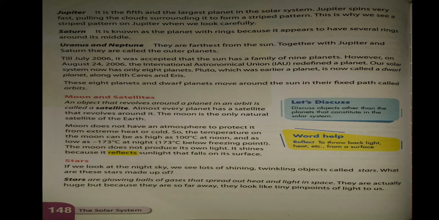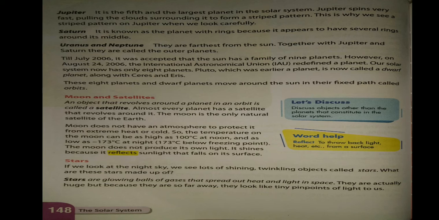Now, moon and satellites. An object that revolves around a planet in an orbit is called a satellite. Almost every planet has a satellite that revolves around it, and the Moon is the only natural satellite of the Earth. The Moon does not have an atmosphere, so the temperature on the Moon can be as high as 100 degrees Celsius at noon and as low as minus 173 degrees Celsius at night. That is below freezing point.